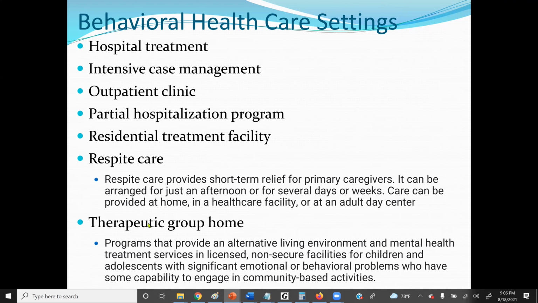We also have the therapeutic group home. These programs normally provide an alternative living environment and mental health care treatment services in licensed, non-secured facilities for children and adolescents with, again, significant emotional or behavioral problems who have some capability to engage in community-based activities.